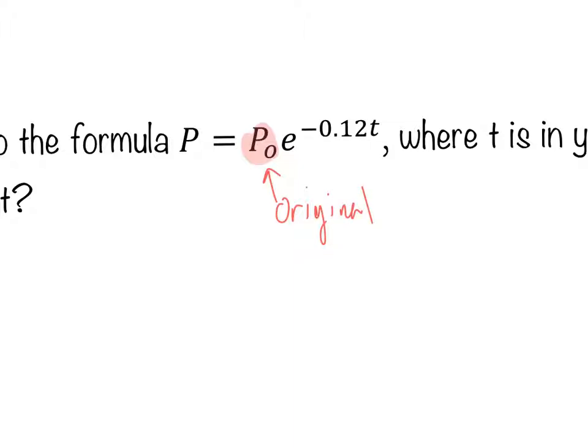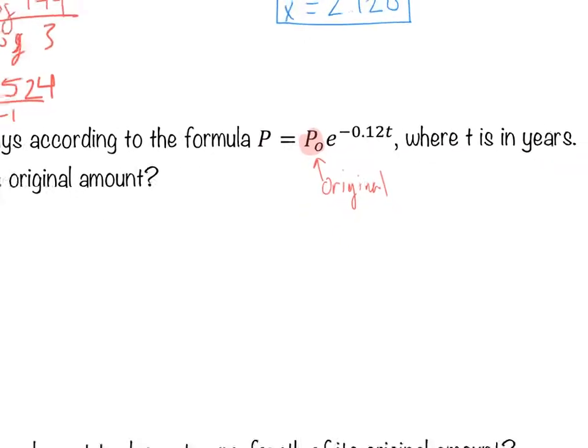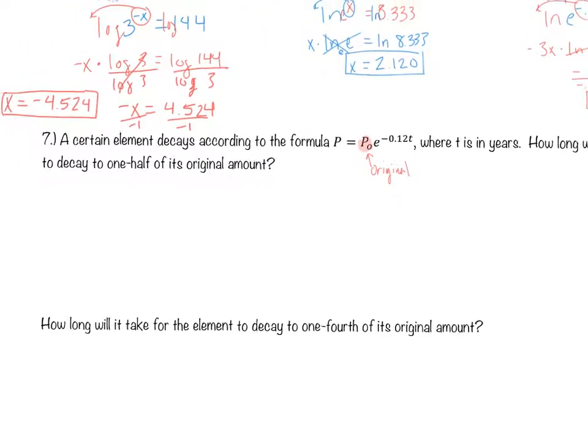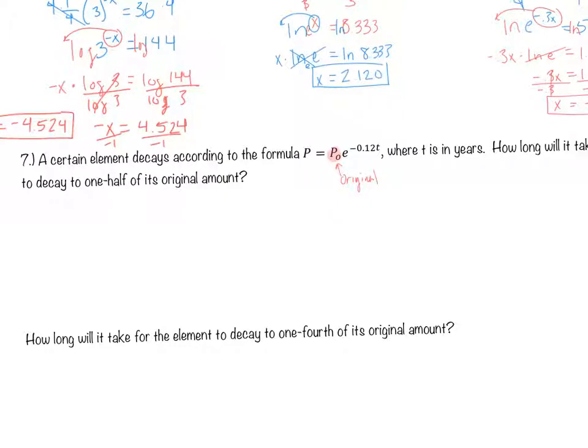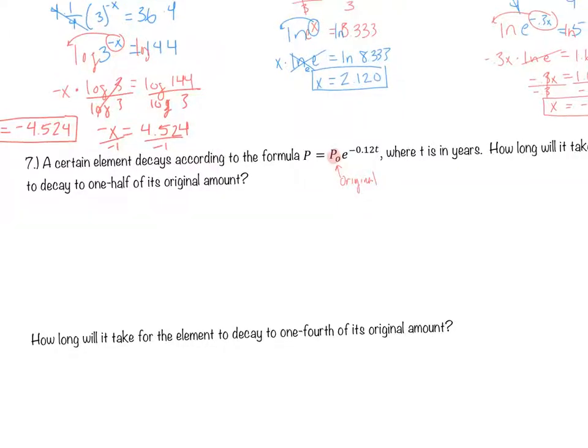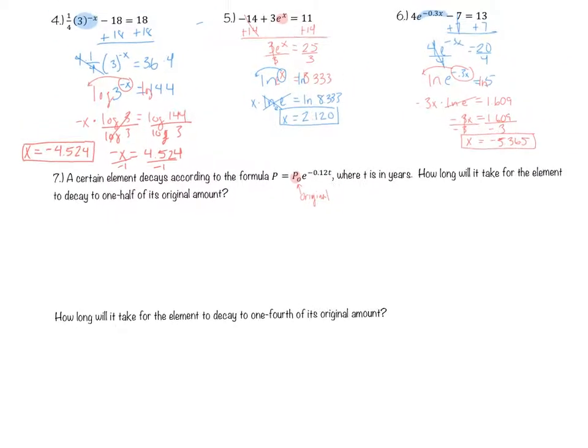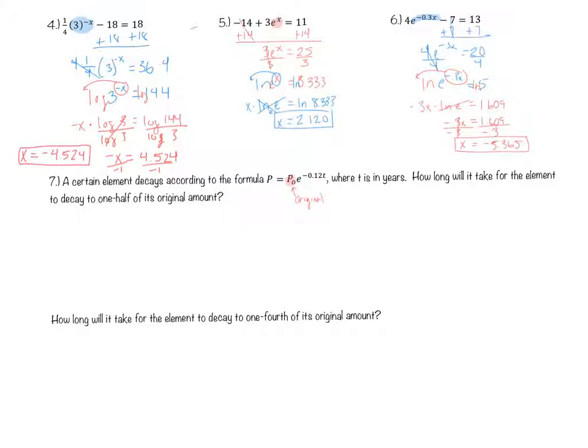So whatever the original amount is, that's what would go there. And then P is the actual amount. Oftentimes, you're asked to calculate half-life, and you may have done this in a chemistry class. Half-life is a pretty common calculation in terms of decay and elements. So, how long will it take this particular element to decay to 1/2 of its original amount?